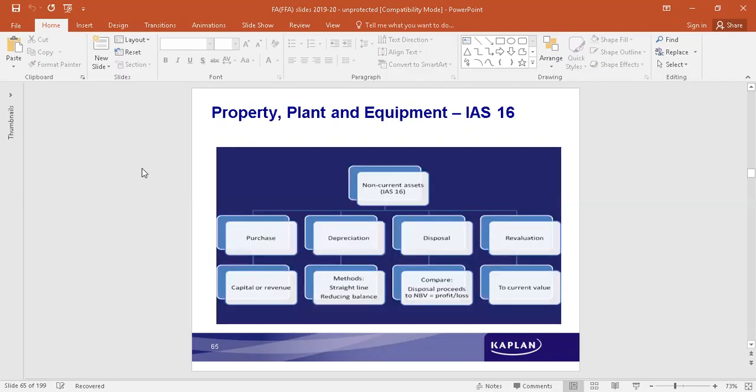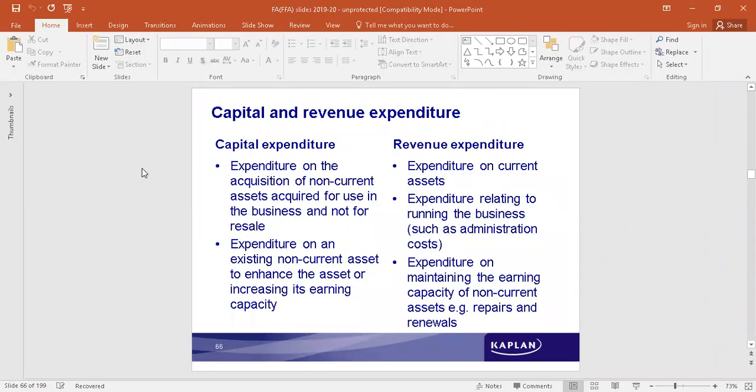In that case, how to value the inventory is what we have learned yesterday. Apart from that, we also have started with property, plant, and equipment. How are the accounting entries recorded with respect to property, plant, and equipment? That is at the time of purchase, what journal entries would be written.